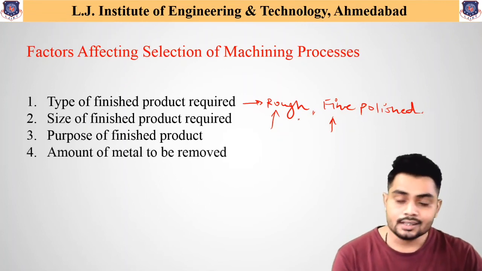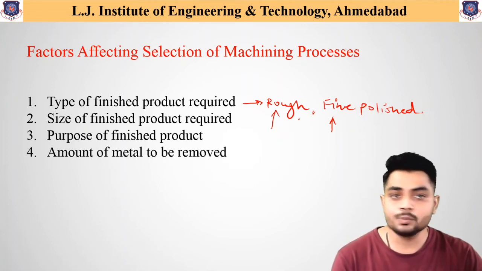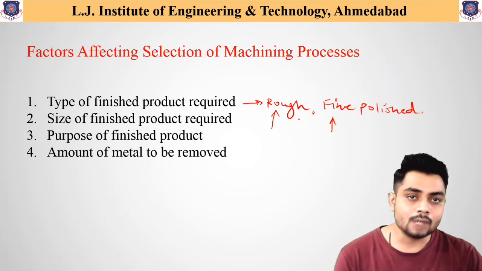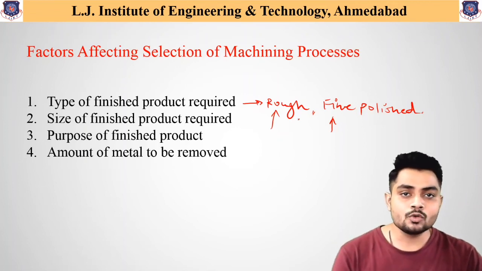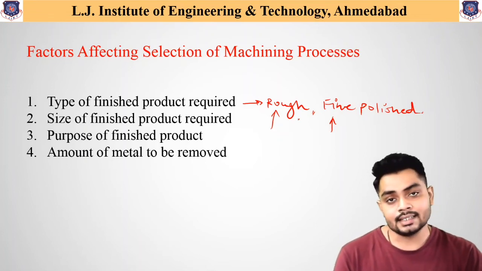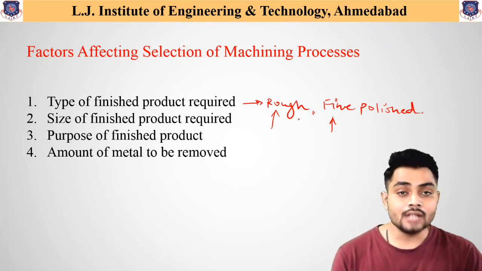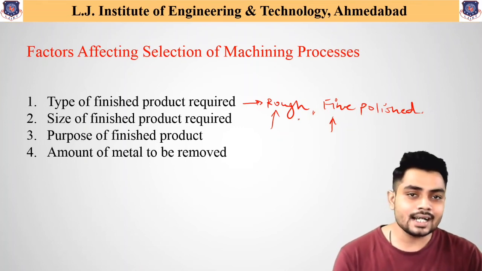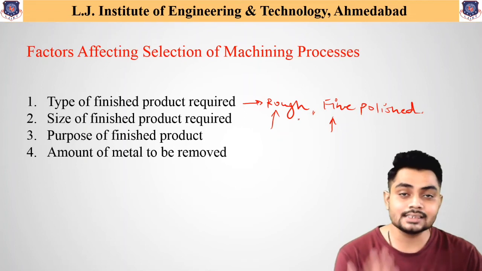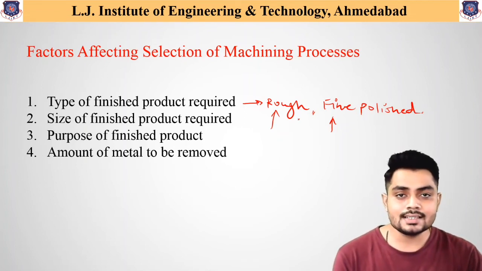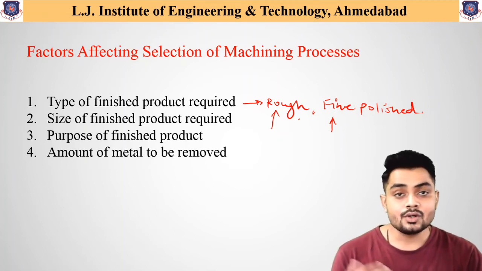Now the fourth one, that is the amount of metal to be removed. That means the material removed from the surface of the workpiece may be in a larger amount, or it may be very small, and based on that a different machining process needs to be selected. If we want to remove a larger amount of material from the workpiece, we cannot use just a grinding operation, because grinding is only a finishing process. So if we want to finish a minor amount of the surface, at that time the grinding operation is used.